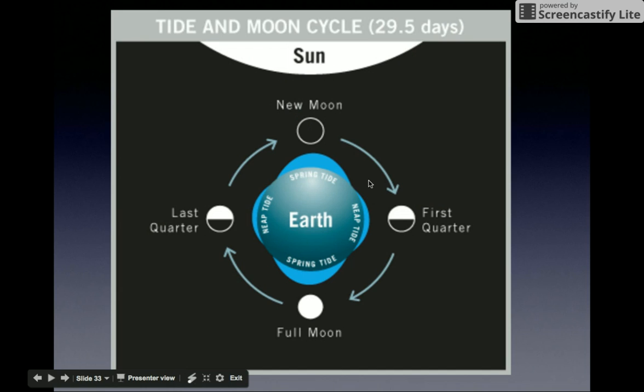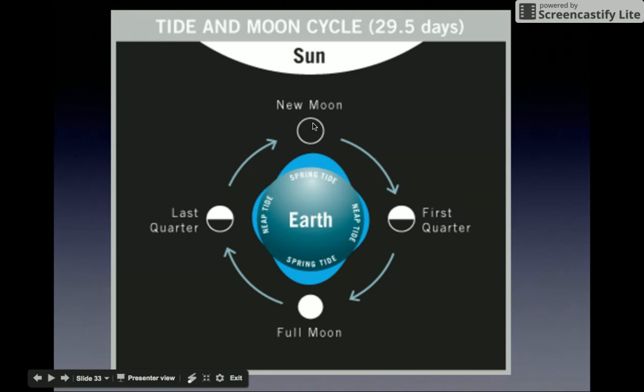So when we have the moon going around Earth, that takes 30 days. However, the Earth is spinning. So the 24-hour cycle goes through a high tide and a low tide.